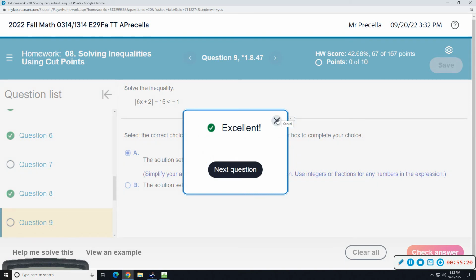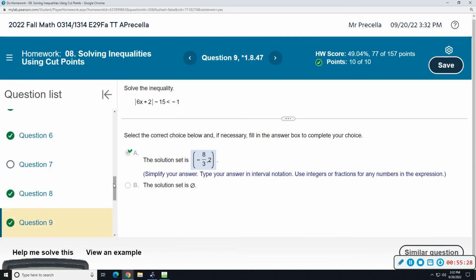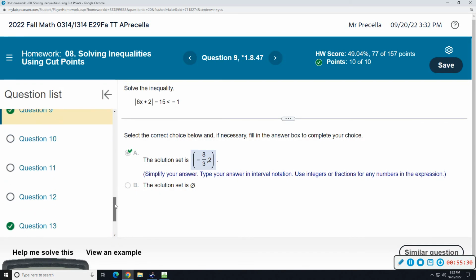Any questions there? You're solving an absolute value inequality. You go equal positive, equal negative, provided you have it with the absolute value bars isolated.